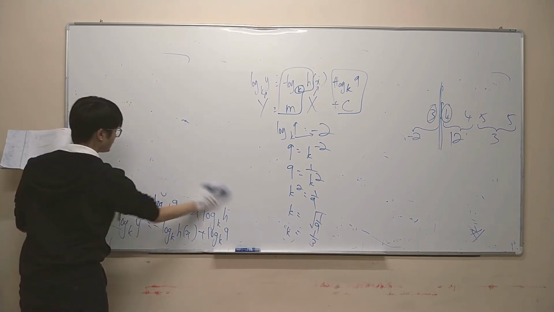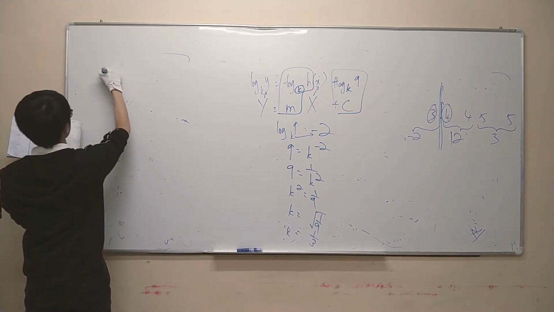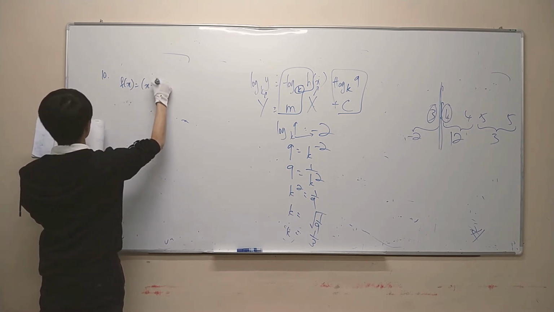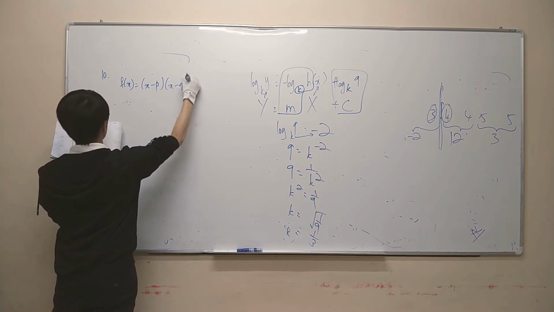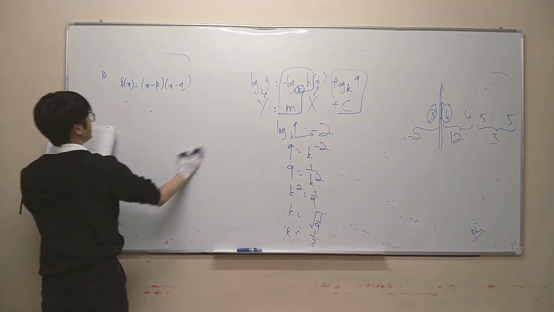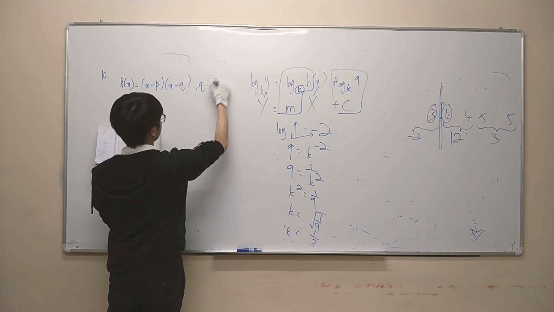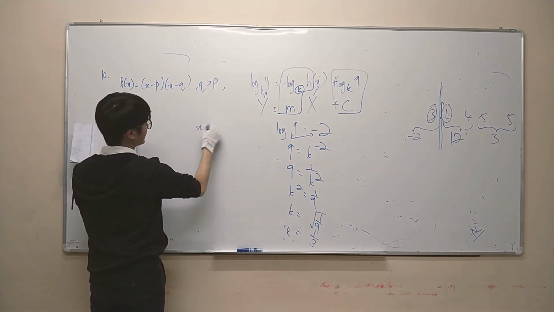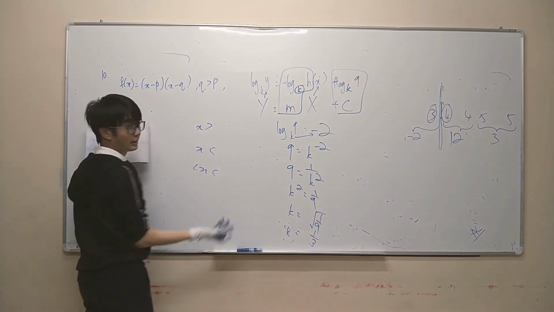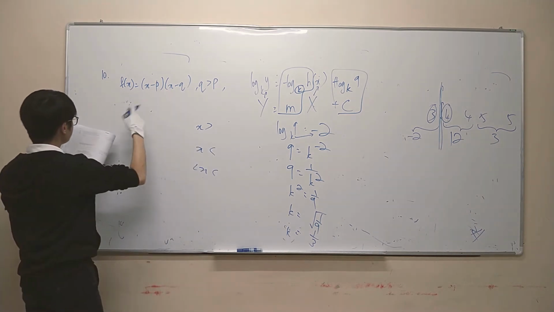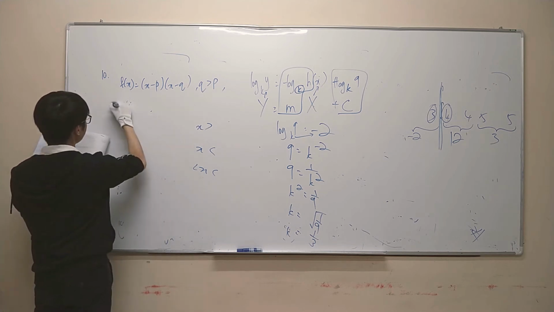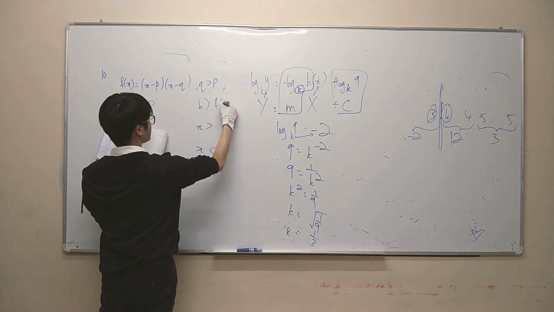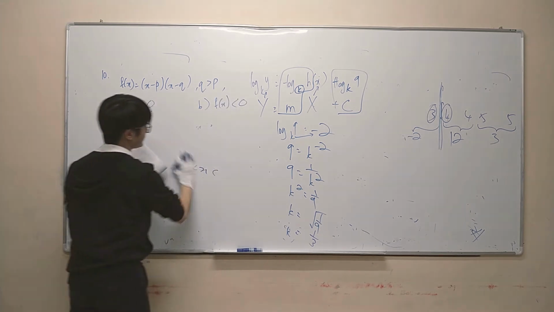Number 10 is what? Given the quadratic function is in the form of f(x) equals (x minus p)(x minus q), where q is greater than p. Q is greater than p. Okay, and then express the range of values of x. Range means the answer should be like this, or like this, or like this. Range, right? And then they say: express the range of values of x in terms of p and q, a, if f(x) is bigger than 0. b, if f(x) is smaller than 0. So how to do?